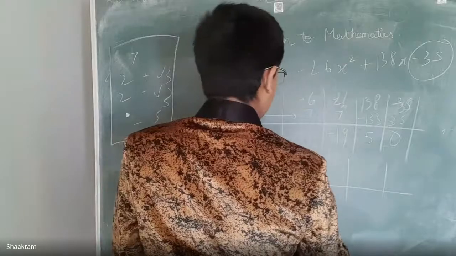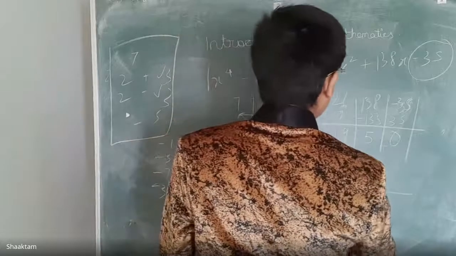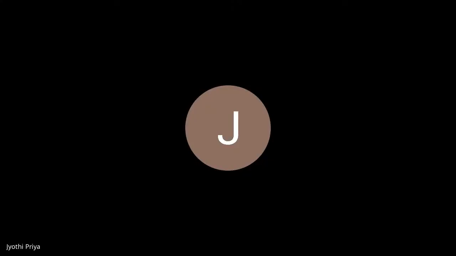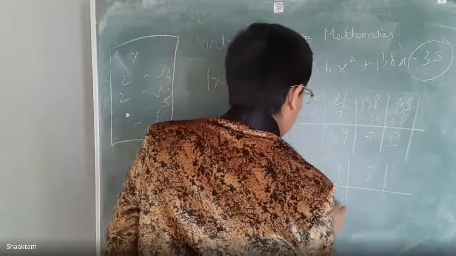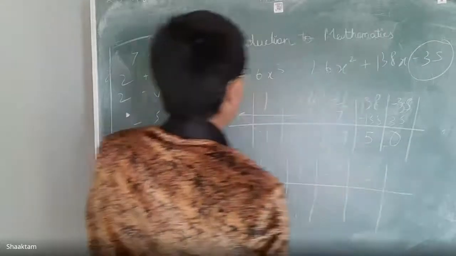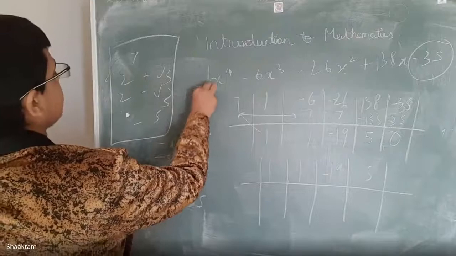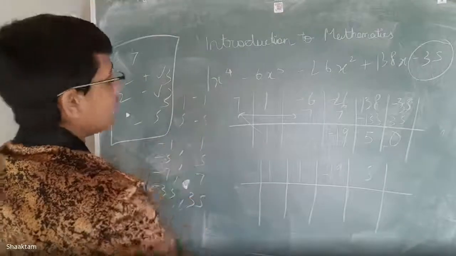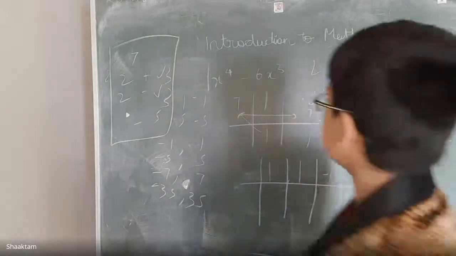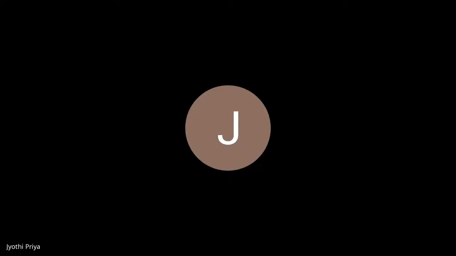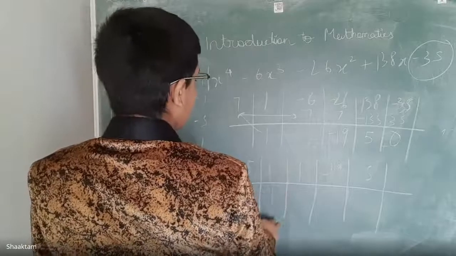So 1, minus 19 and 5. Okay. So 5 is a prime number, and with minus 1 its factors will be 1, minus 1, 5, minus 5. Let me take minus 5 over here. So 1 again I'll bring down.